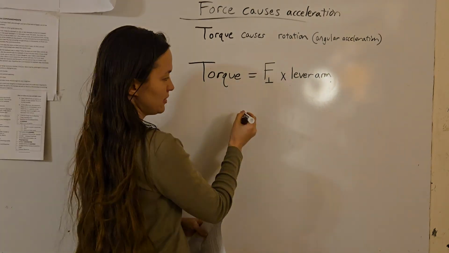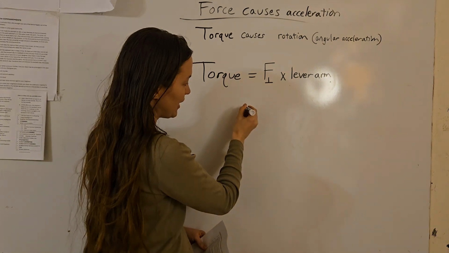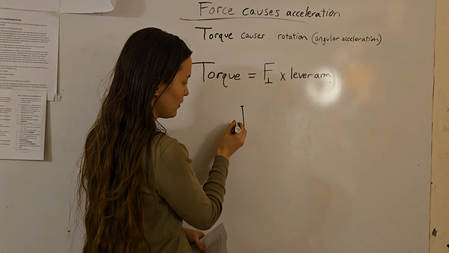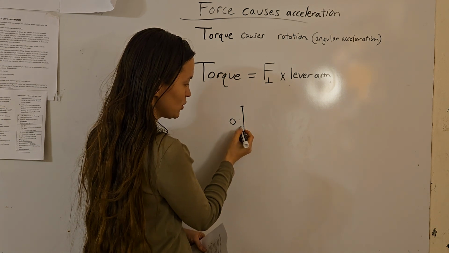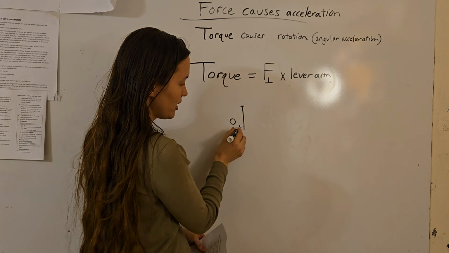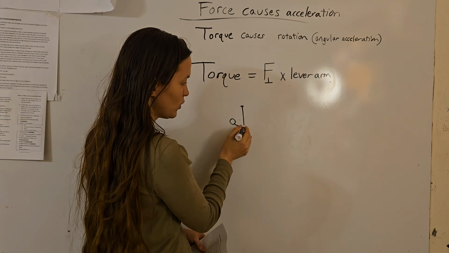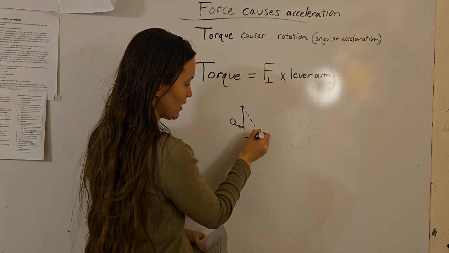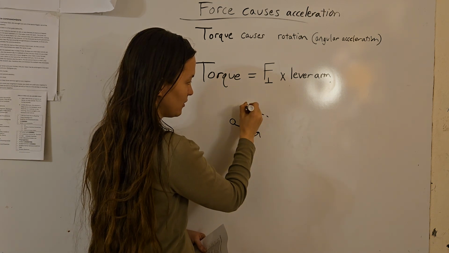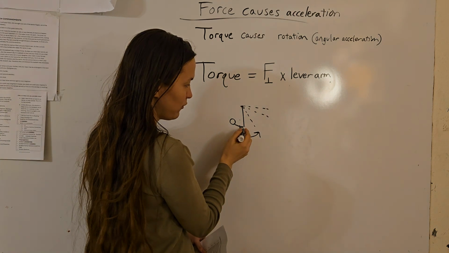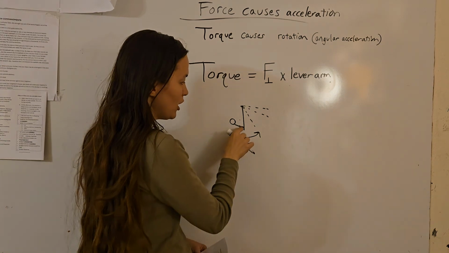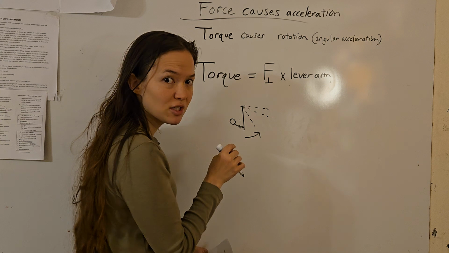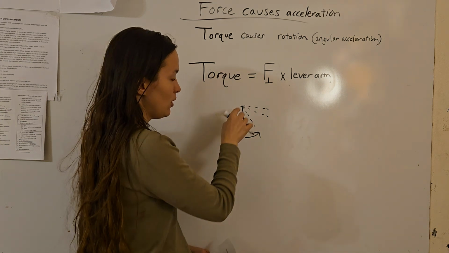Imagine this is us looking from the sky, and here's a door. Here's the hinge. This is the top of Joey's head. This is the doorknob. Joey is pushing on the doorknob to cause the door to rotate in this direction. Would you try to push that door open by pushing it right near the hinge? That would be very difficult.